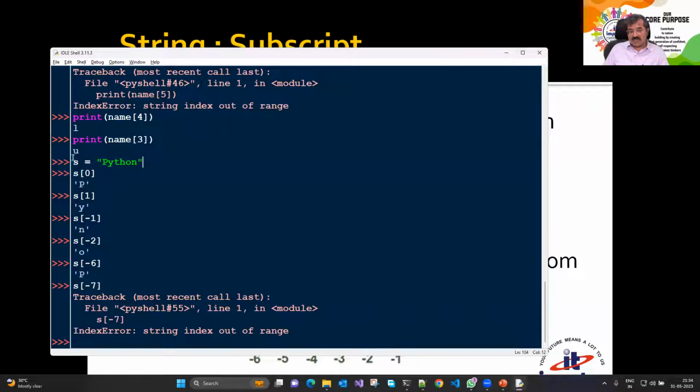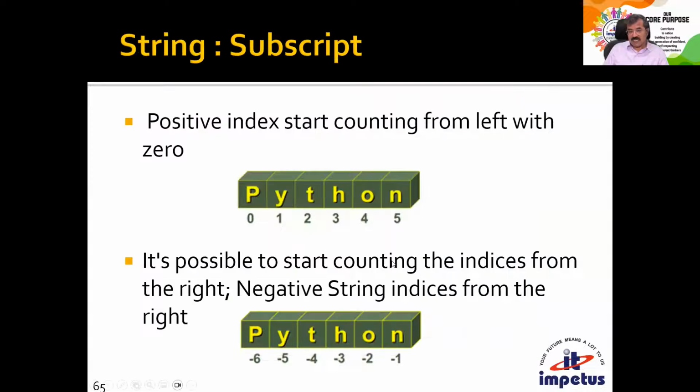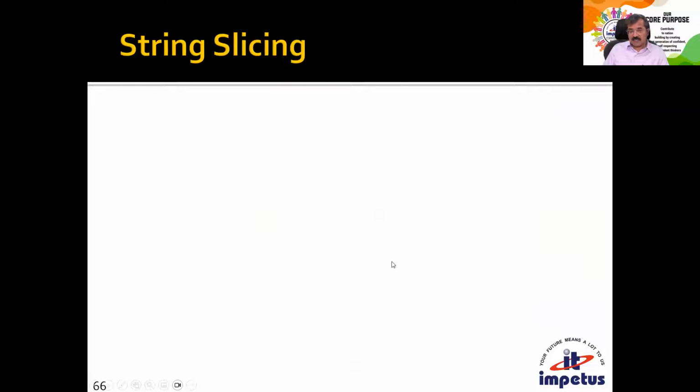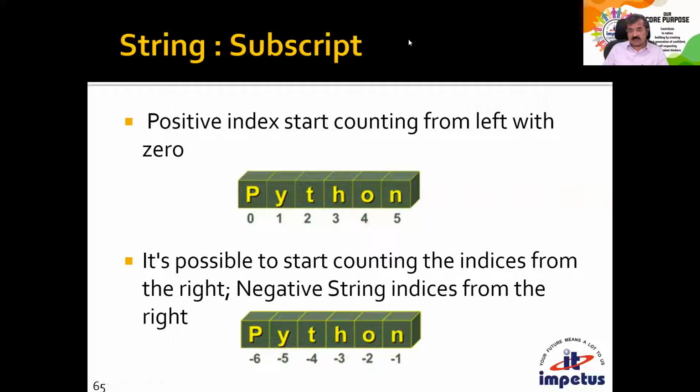So for positive, left to right, 0 to 5. For negative, -1 to -6. That's how you can go ahead accessing elements from that particular string. So these are the indexing mechanisms which are there. In addition to indexing, we also have a concept called slicing.